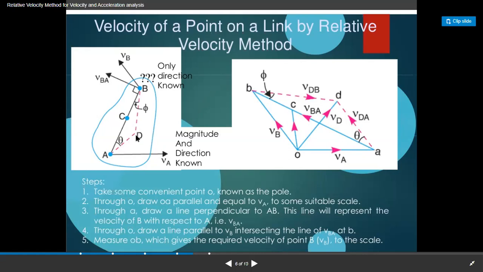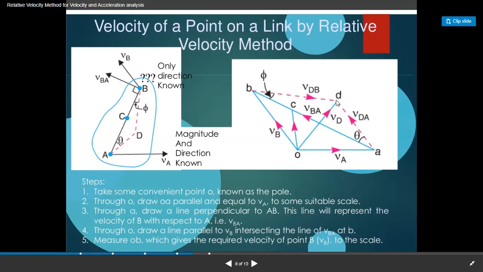Now we have to draw a point D. How can we generate point D? Point D creates a phi angle with B and a theta angle with A. So the same method here: from point B, you have to draw a line at phi angle, and from A, you have to draw a line at theta angle. Now the point where both lines intersect is point D.